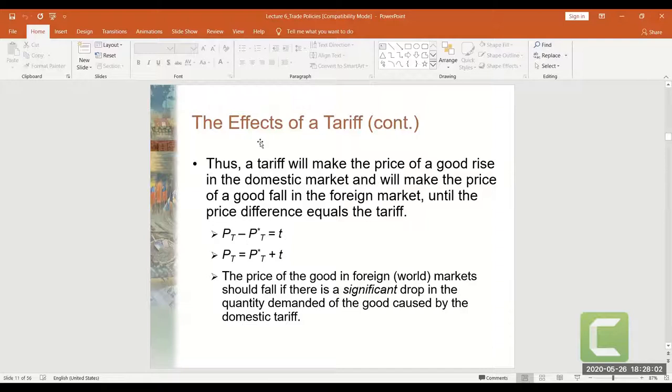That is going to be a good thing, because even if there is a tariff, the price at home may still be higher than the foreign price. If it is lower, you cannot export. The price of a good in the domestic market will be very high, and definitely demand will decline, which makes exporting very difficult. So that's the tariff. Graphically, PT minus PT star equals T.